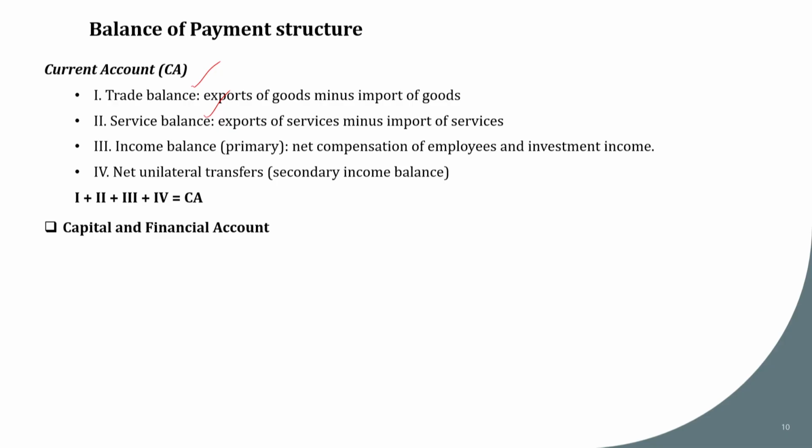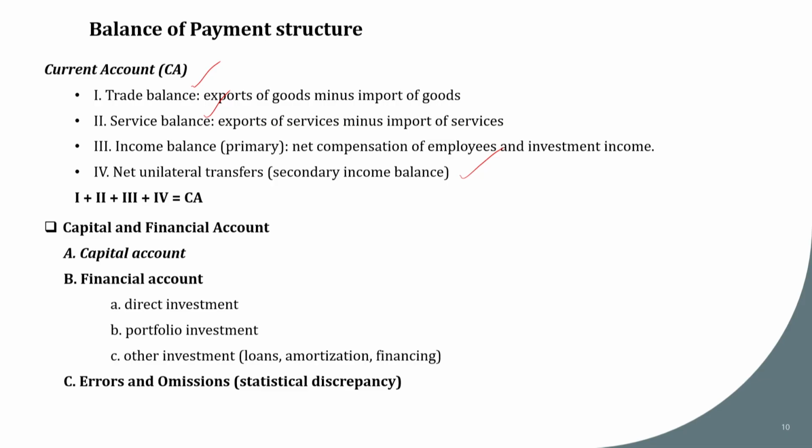Then comes the primary income balance, which I already mentioned in the previous slide. That is the net compensation of employees and investment income. And the fourth one is net unilateral transfers, that is mainly the secondary income balance. So you can see all these items 1, 2, 3 and 4 make up the current account. Then moving to the capital and financial account, the capital account we already discussed, and the financial account will be classified into 3.